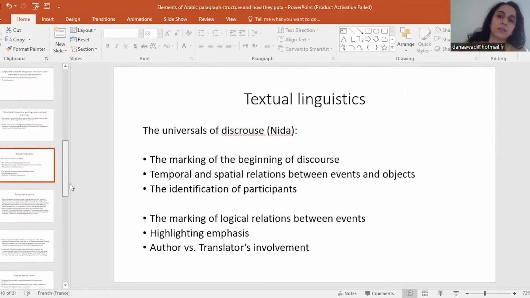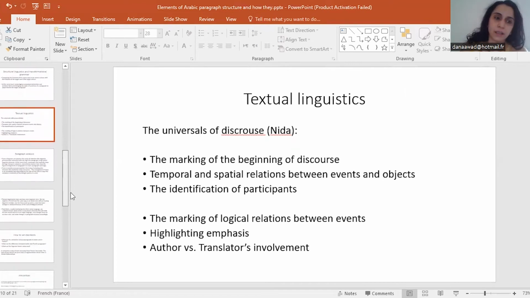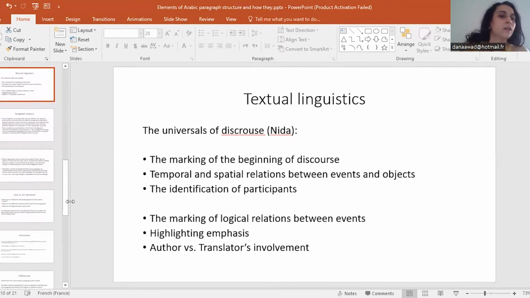As for textual linguistics, the first traductologist that stated its importance in translation studies is Eugene Nida, when he talked about the universals of discourse. So I will mention 6 universals here. The first 3: the marking of the beginning of discourse, temporal and spatial relationships between events and objects, and the identification of participants. These do not change. The translator does not change these.